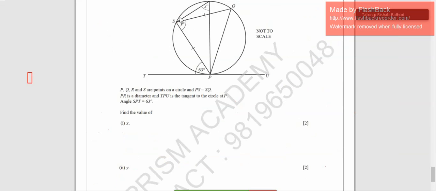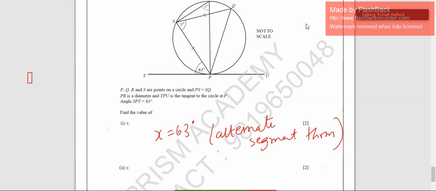P, Q, R, S, this is Y, this is 63, they are given. Now can I say this is subtended by this and X is also subtended by this. So straight away X becomes 63. For 2 marks you write alternate segment theorem. Do you know what that is, right? That's a tangent. That's a secant. If this is X, then this also becomes X.